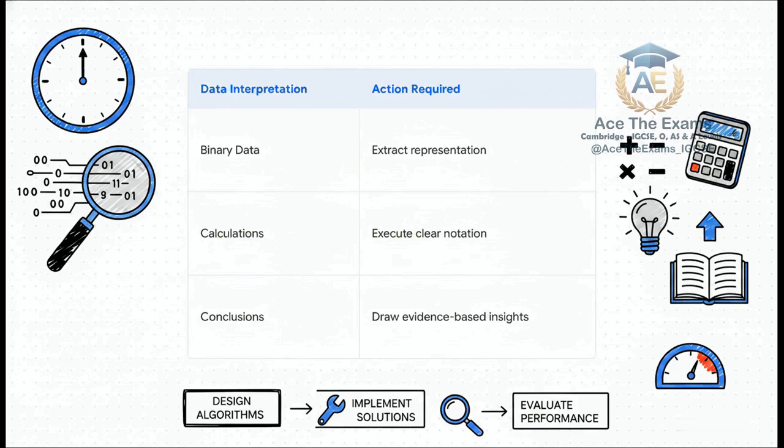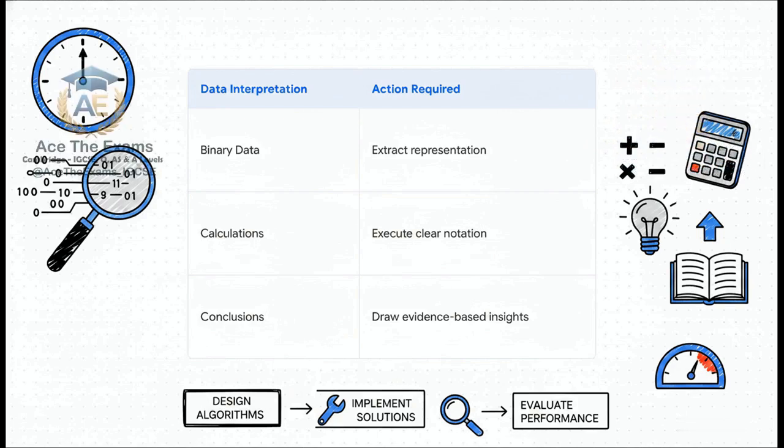First, you scan for binary data. Your immediate required action is to accurately extract the representation. You pull the bits out, you group them logically, you make sense of the raw input.